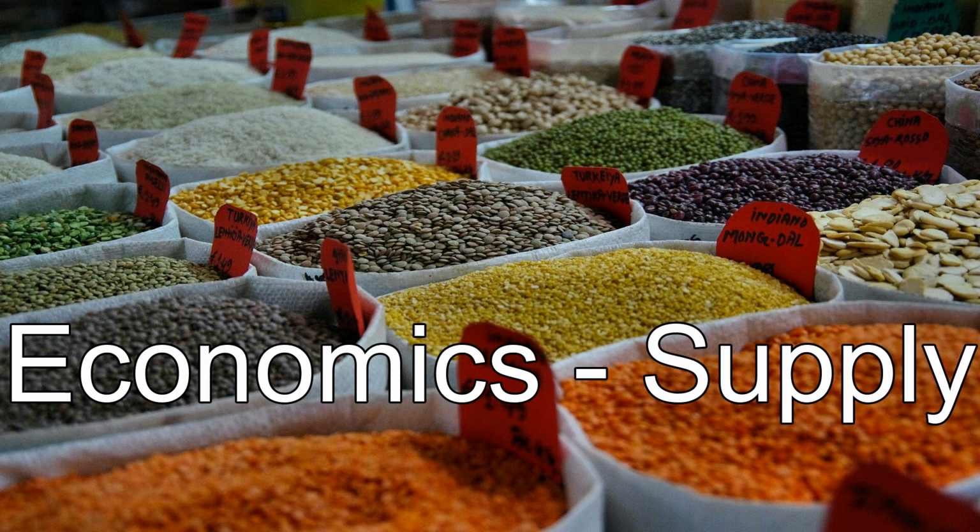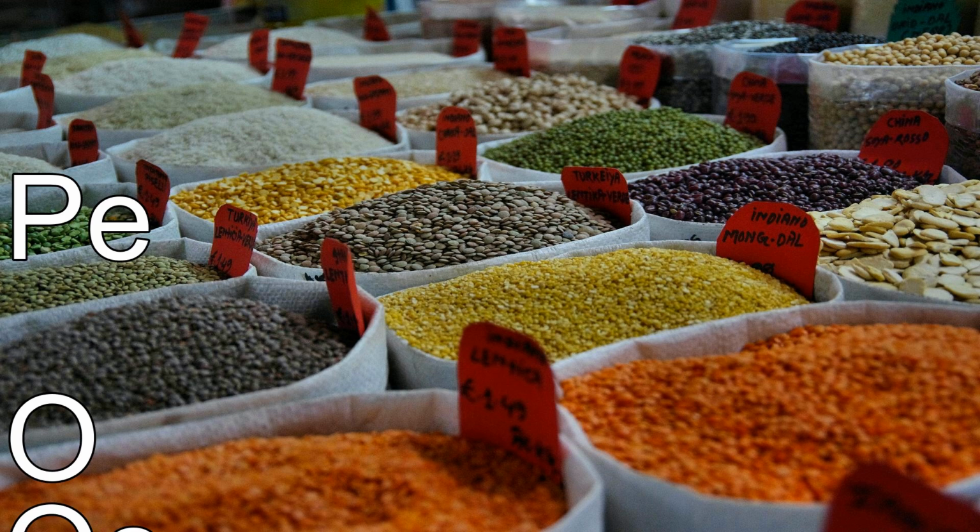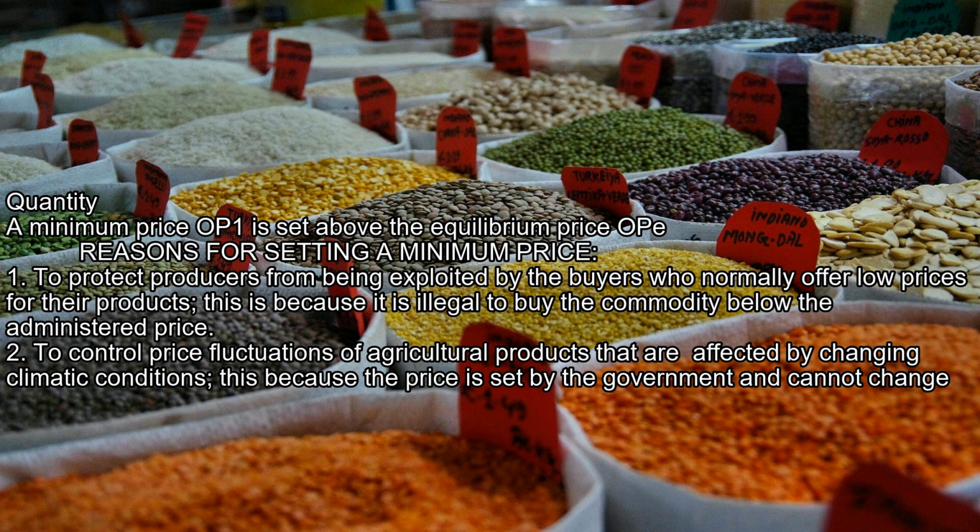Quantity. A minimum price point is set above the equilibrium price. Reasons for setting a minimum price. 1. To protect producers from being exploited by the buyers who normally offer low prices for their products. This is because it is illegal to buy the commodity below the administered price.